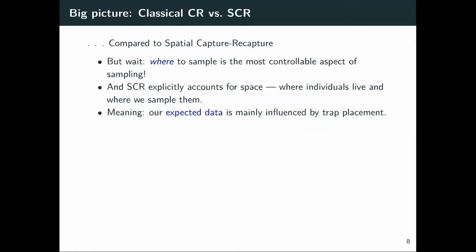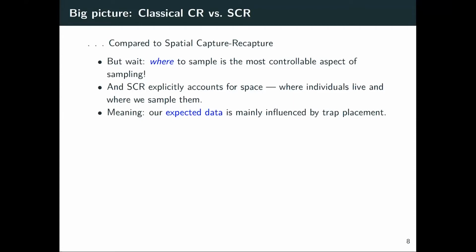Compared to SCR though, where to sample is actually the most controllable aspect of sampling. And as we saw in the last slide, it also is the best way to make sure we're getting good estimates. The good thing about SCR, or one of the many good things about SCR, is that it explicitly accounts for space. So it thinks about where individuals live and where we sample them. Those are really important pieces of SCR and important pieces of understanding the spatial ecology of our species.